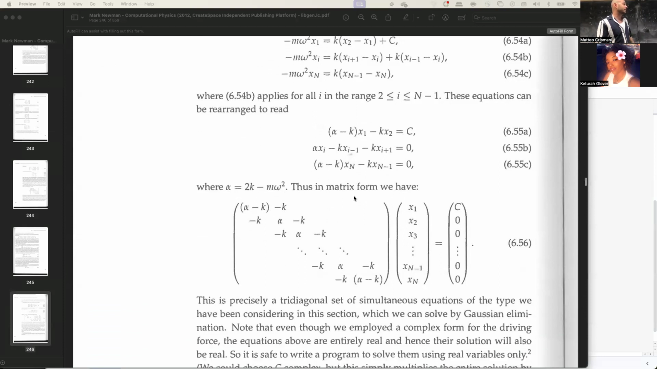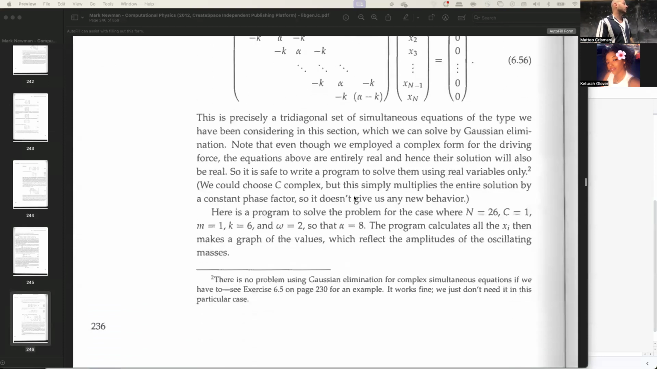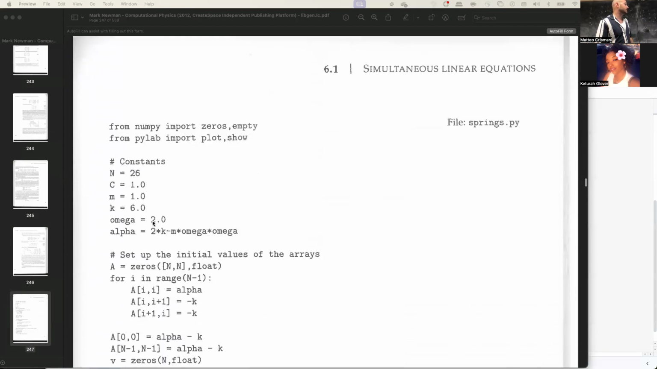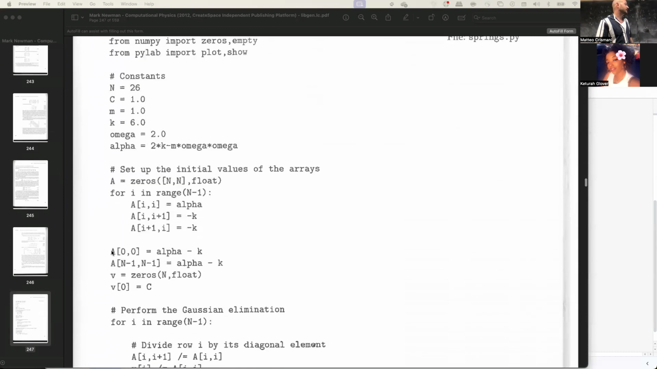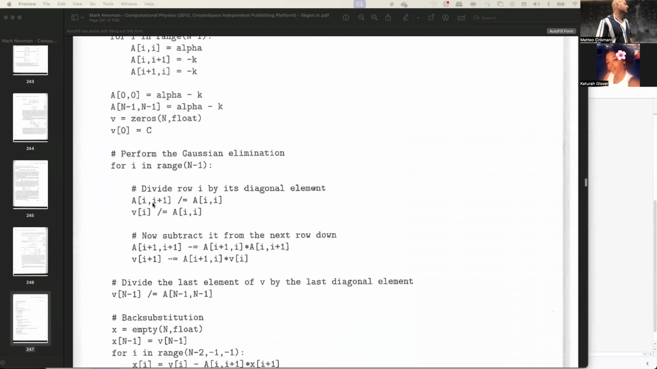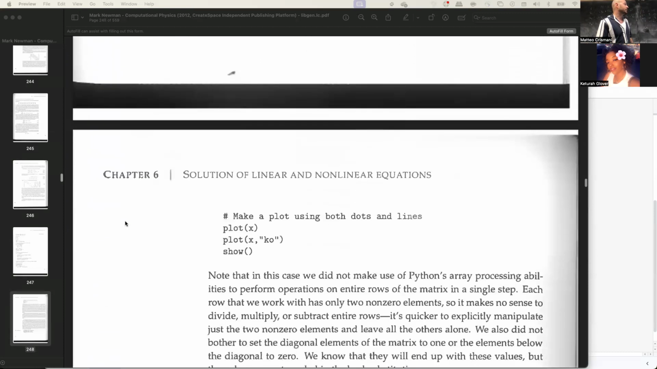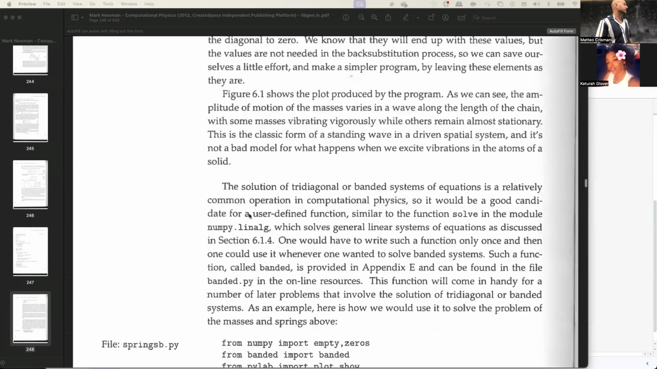So you have this matrix form, and you can go through this process here. Here's the constants, here's the initial arrays. You set them all up. So you go through an entire array with as many objects as you want. I think they said 26 different objects. And you do your Gaussian elimination and the back substitution in order to find the dots and the lines. Does that make sense? And let's see if there's a picture.